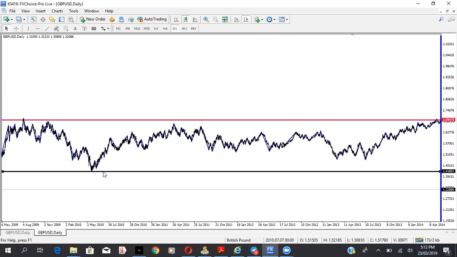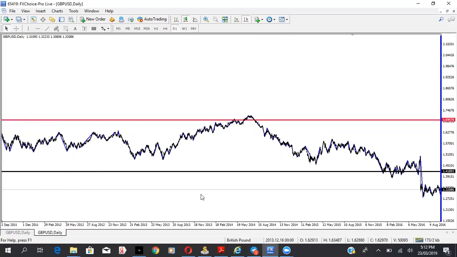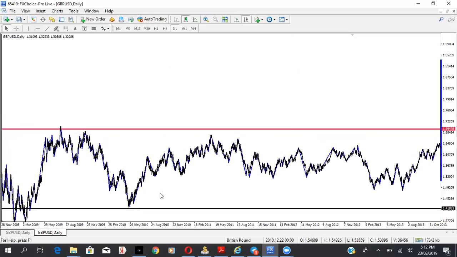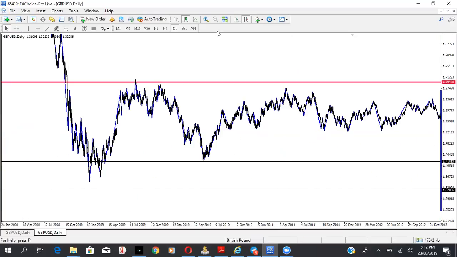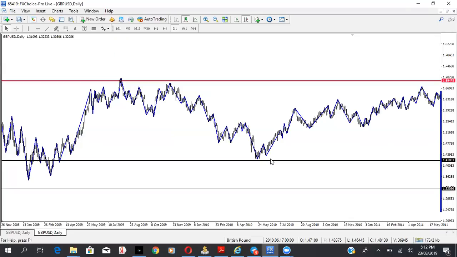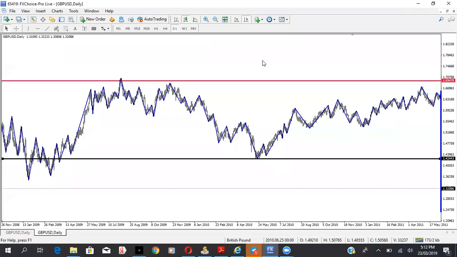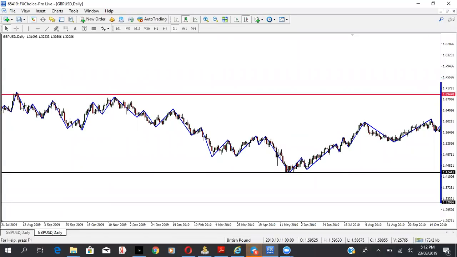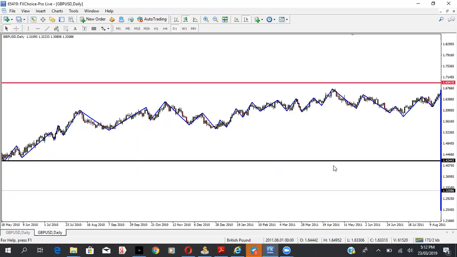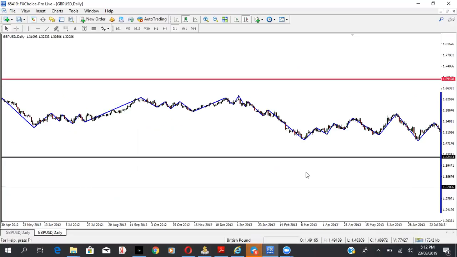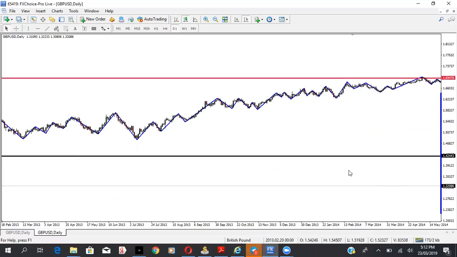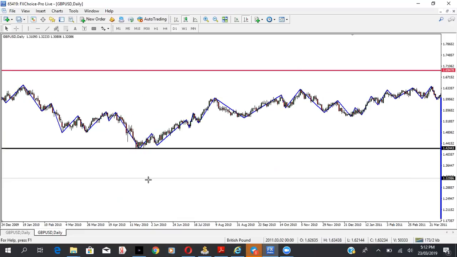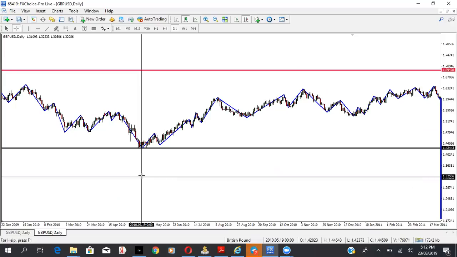Let me check out this area. As you can see, this area of support here, price made a swing low here, and here, and made a swing low here at 1.4244. And after making that swing low, price moved away from that place. That was in, let me see, 2010.